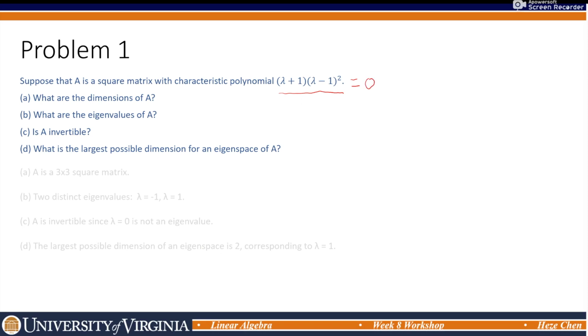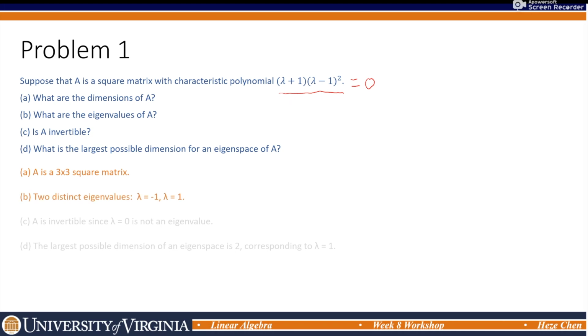So from this characteristic equation, we know there are 3 roots, although 2 of them are repeated. So A should be a 3 by 3 square matrix. B. What are the eigenvalues of matrix A? When we solve the equation, we will get 2 distinct eigenvalues: lambda equals minus 1 and lambda equals 1. So these 2 values will be our distinct eigenvalues.